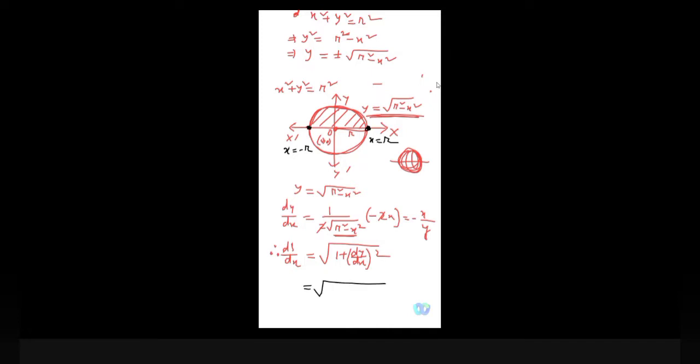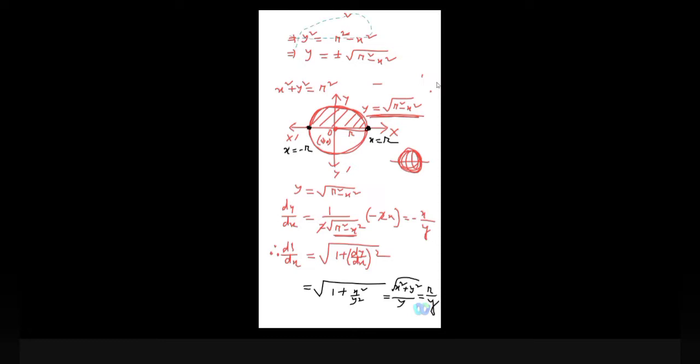ds by dx is equal to square root of 1 plus x square by y square, so the numerator will be x square plus y square. Then the square root gives root of x square plus y square over y, and x square plus y square is equal to r square as given in the equation, so it will be r by y. So we are getting ds by dx is equal to r by y. Now you write the surface area.